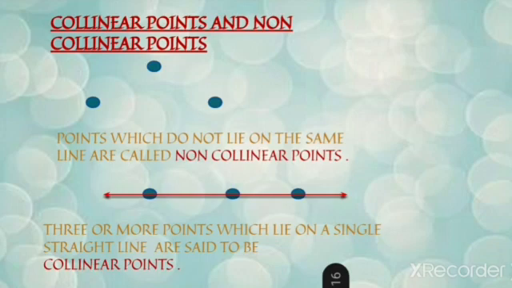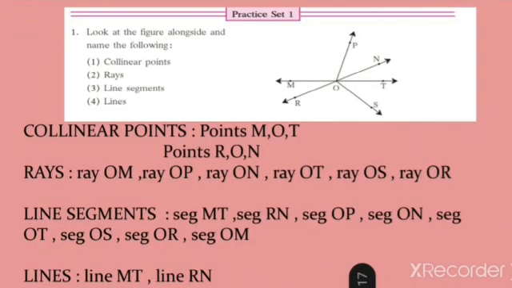But just see the figure which is below. You can see that a line is passing through all the 3 points. Such points which lie on the same line are called collinear points. With this, we finished with our lesson. And now, let's practice some sums from the practice set.